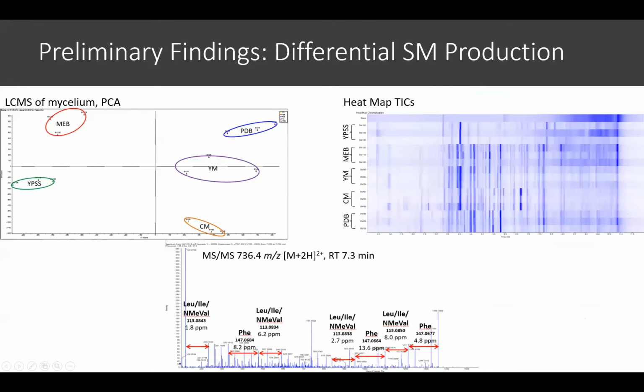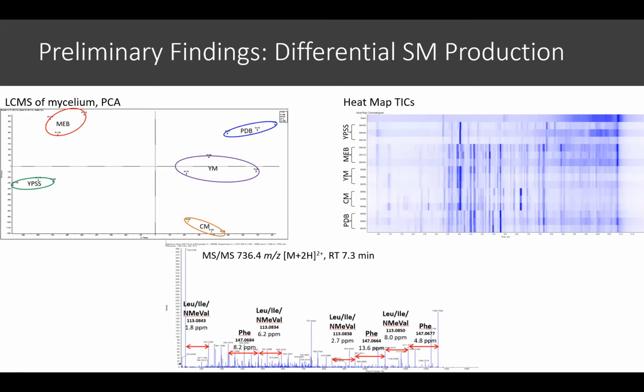Moving on to the preliminary findings that I have so far, analysis of these crude extracts has confirmed that Basidiobolus is showing differential production of these metabolites based on media type, and that some of the observed compounds that we're seeing are truly, in fact, peptidic in nature.